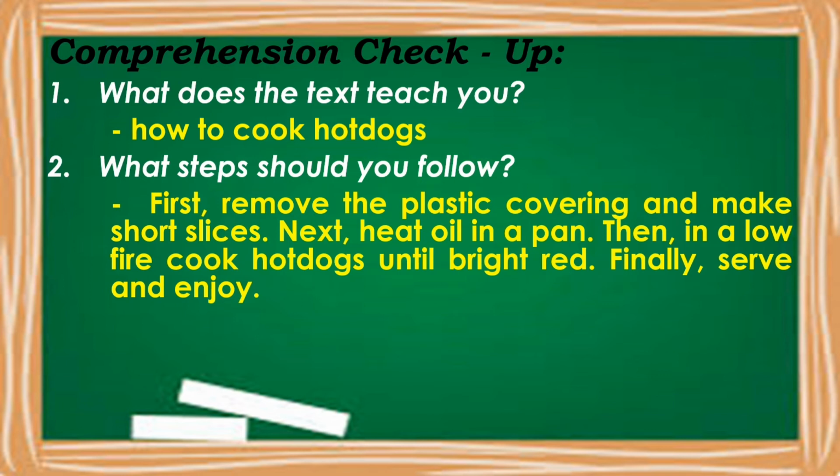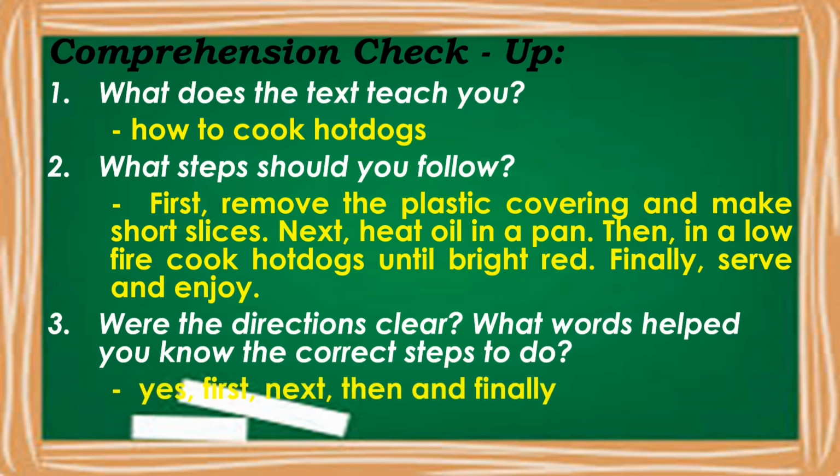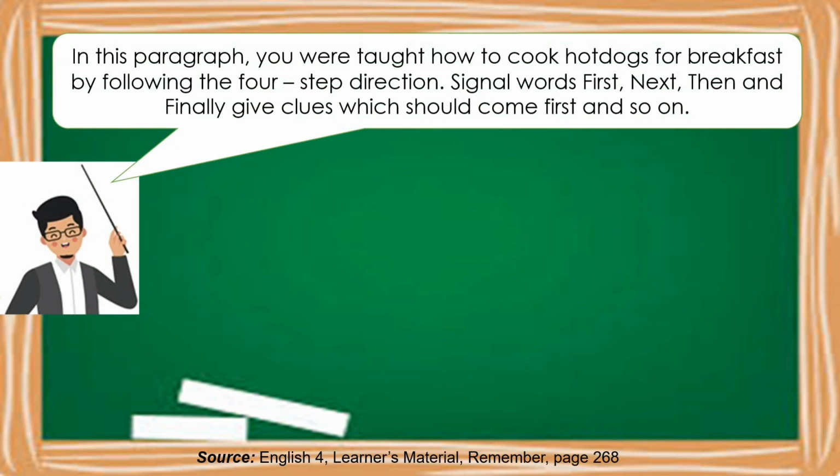Finally, serve and enjoy. And number 3, were the directions clear? What words helped you know the correct steps to do? Yes, it was the words first, next, then, and finally. In this paragraph, you were taught how to cook hot dogs for breakfast by following the 4-step direction. Signal words first, next, then, and finally give clues which should come first and so on.